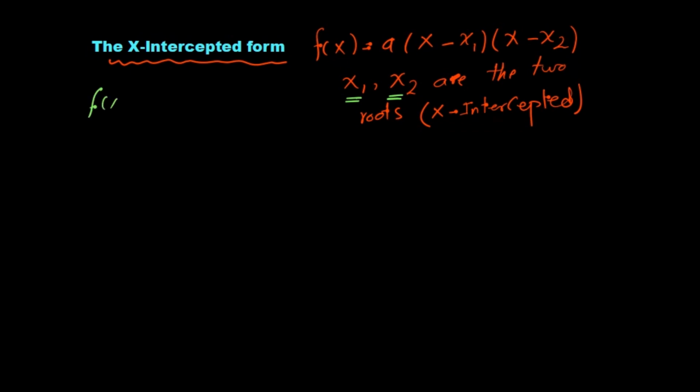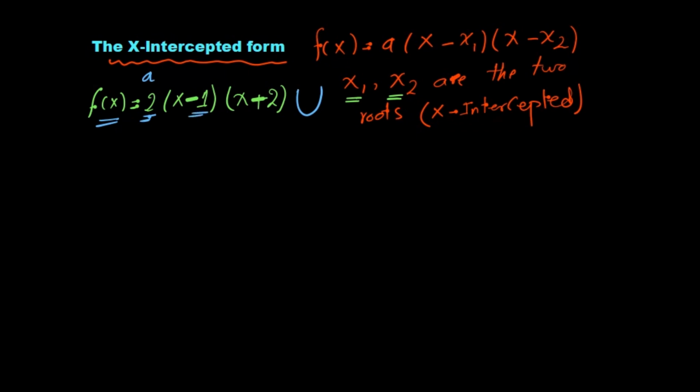For example, f(x) = 2(x - 1)(x + 2). From this function, a equals 2. That means the parabola of this function will open up.